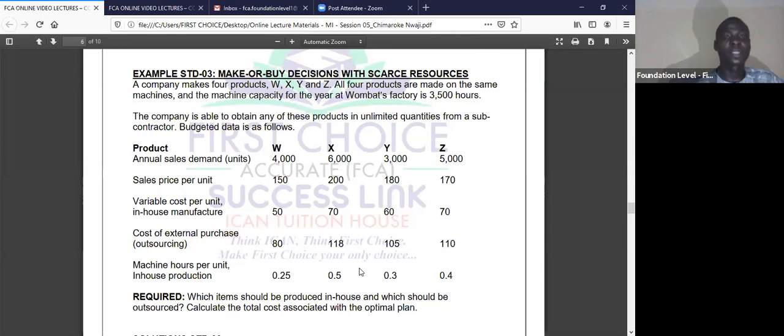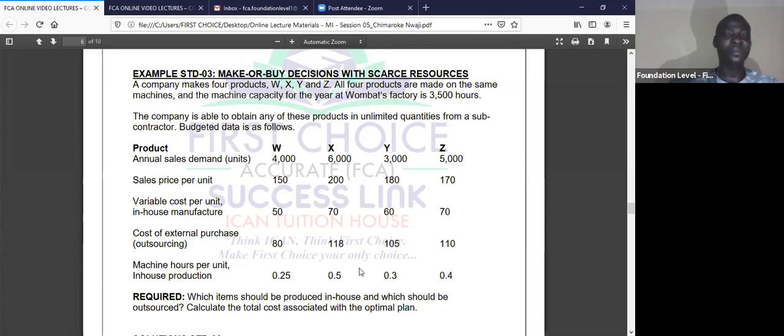That's fine. The company is able to obtain any of these products in unlimited quantities from a subcontractor. So you see that they can get any number that they require from the subcontractor. But what is stopping them from getting everything from this supplier? What is stopping them? They can also make it. Could it be that the subcontractor is going to be charging higher for what they can make lower?